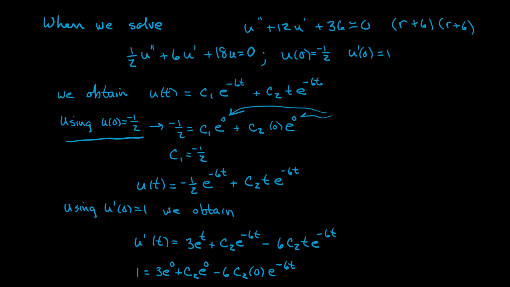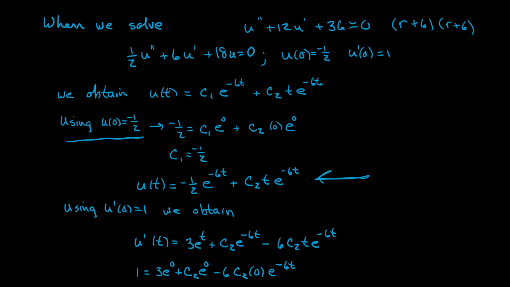Okay, that won't always be the case. It can be something other than 0, but just to make life easy, we're going to define them as being 0. This gives us then that C1 is -1/2, which moves us further to a complete displacement equation. We now have -1/2 e to the -6t plus C2 t e to the -6t.